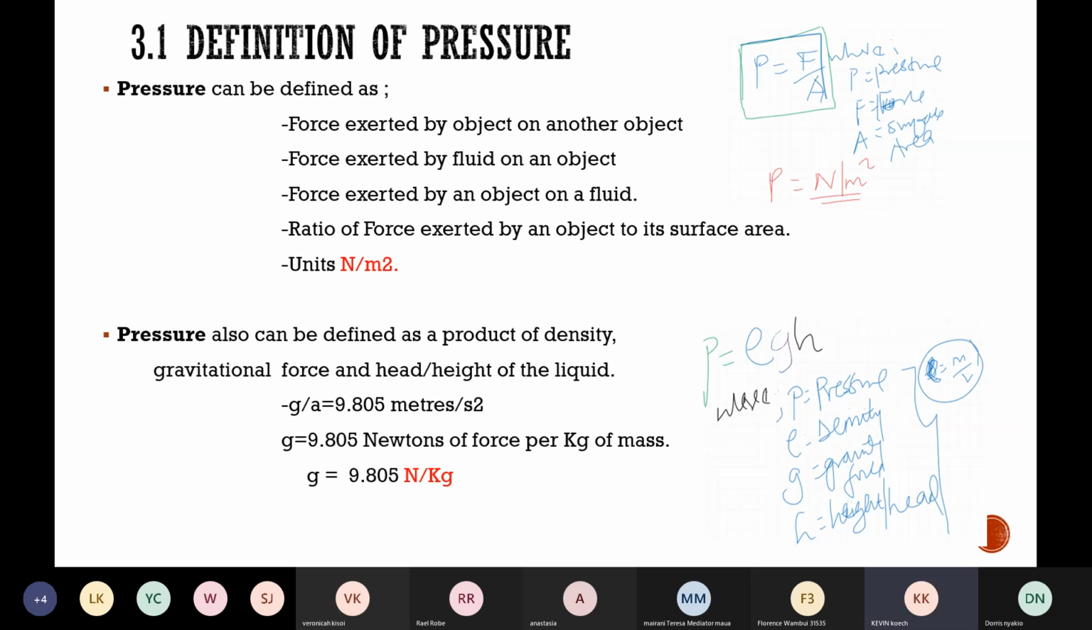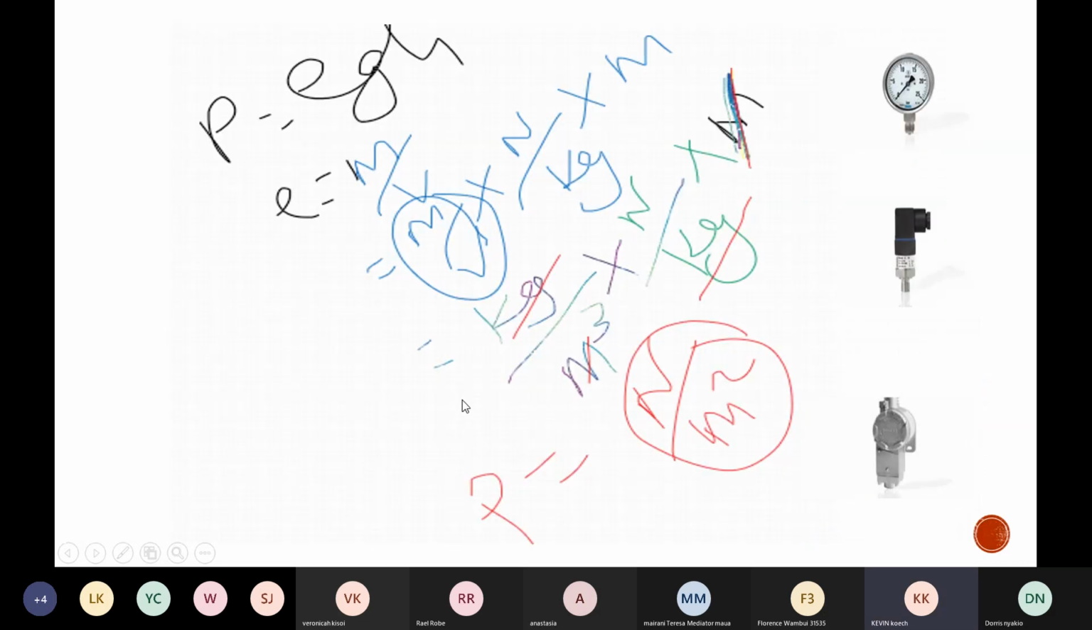Also, someone may use rho GH to define pressure by saying it's a product of density, which is rho, multiplied by gravitational force, which is g, multiplied by height or head of the liquid, which is h. Here, we were proving why pressure, when we use the formula of rho GH, gives units in terms of Newton per meter square.